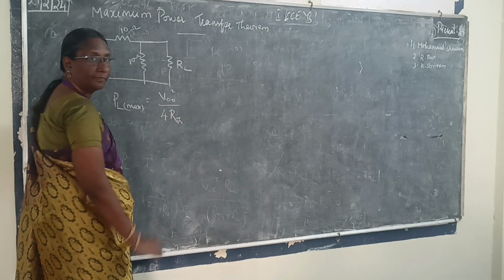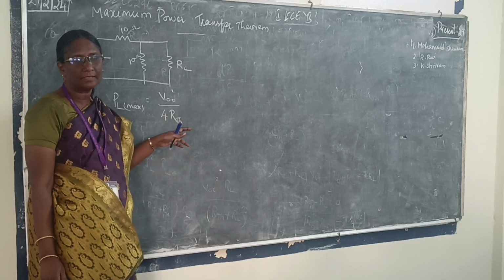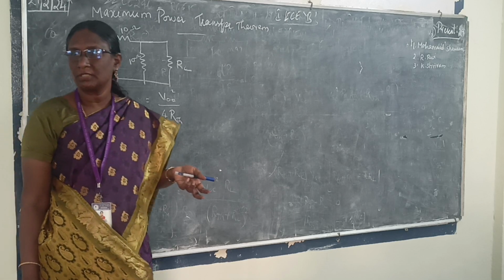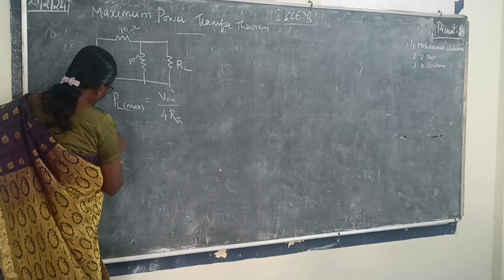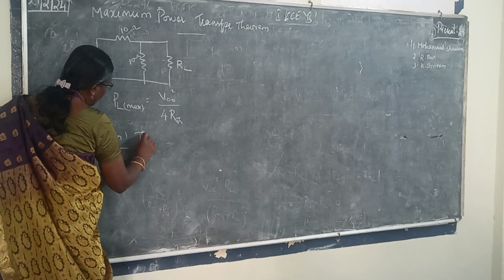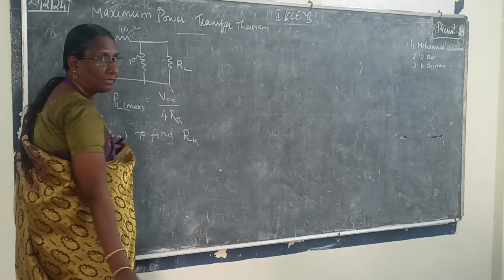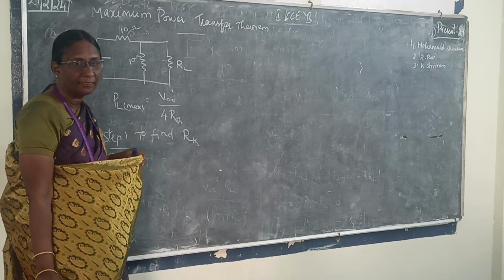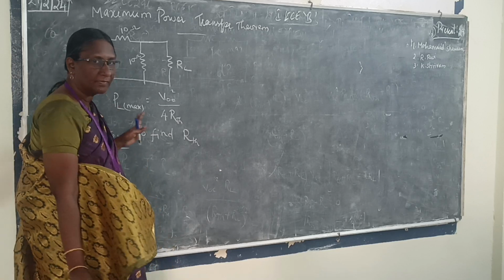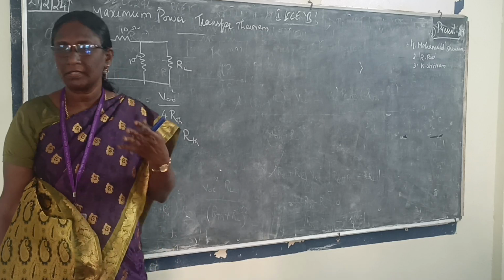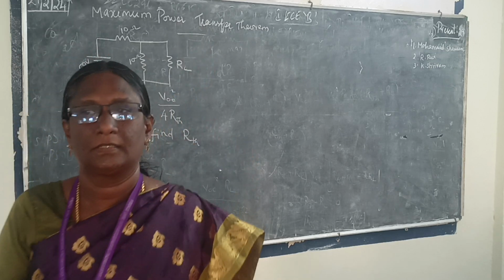To obtain or to solve PLmax, we need VOC as well as RTH. VOC is nothing but the Thevenin voltage. The same procedure you have to follow. So the first step is to find RTH. Step 1. To find RTH, redraw the circuit. What is the condition? To find RTH, remove the load resistance. Open circuit the current source. Short circuit the voltage source. Redraw the circuit and find RTH.